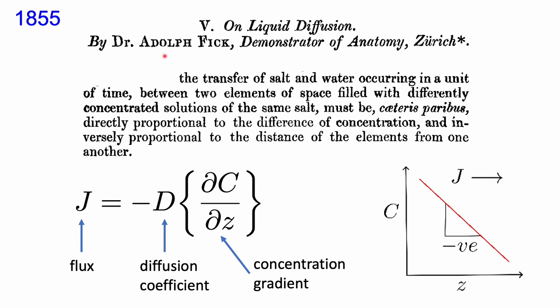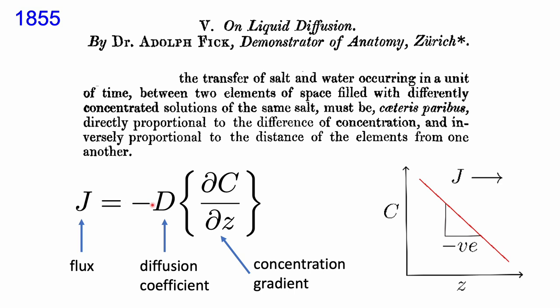Now, in 1855, Adolf Fick, who was working in the Department of Anatomy at Zurich, came up with a law describing diffusion. And he was studying the transfer of salt between a salt-rich solution and a salt-poor solution, and concluded that if you keep everything else constant, ceteris paribus, then the flux of salt will be directly proportional to the difference in concentration and inversely proportional to the distance between the diffusing regions. So the flux of matter in this case is written as being proportional to the gradient of concentration. So this is concentration and this is the distance. And we have the diffusion coefficient here, which is the proportionality constant between the flux and whatever is driving the flux, in this case, dc by dz.